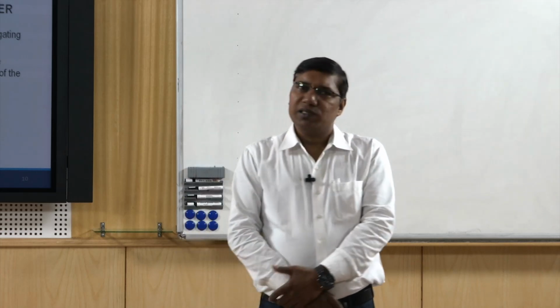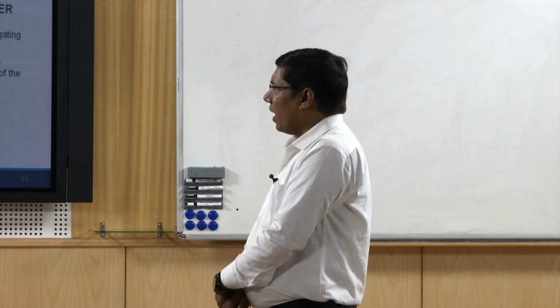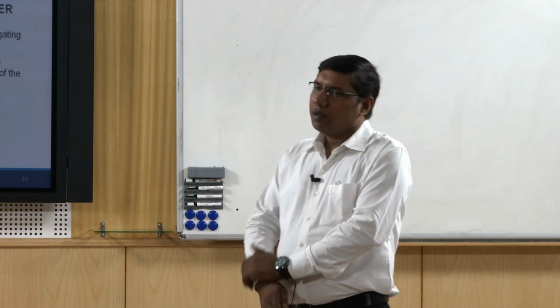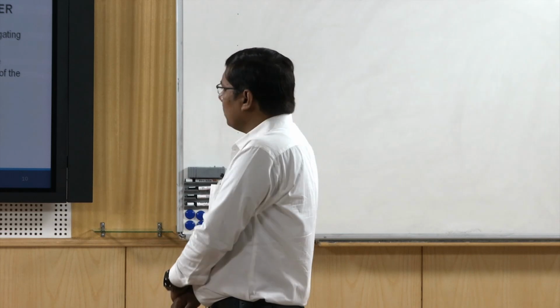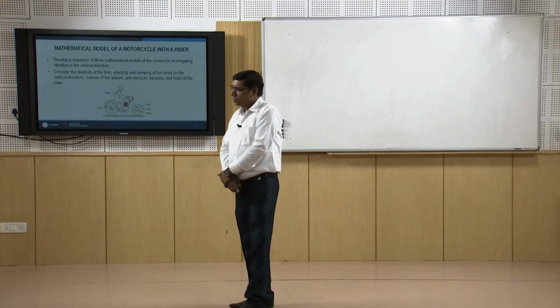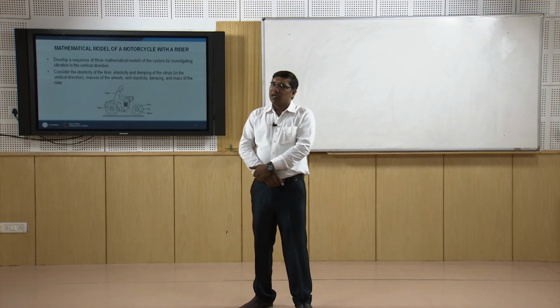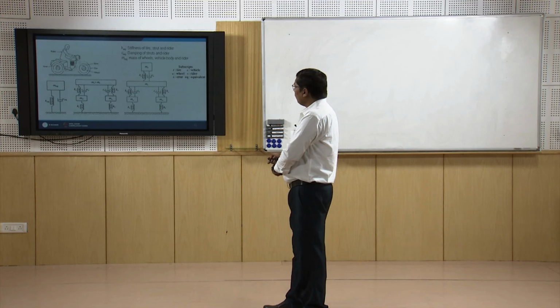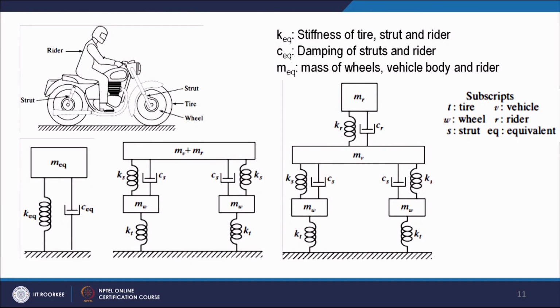Moreover, the wheel has its own mass and the tire has its own stiffness. So, when we make the model, we have to figure out that these are the components, certain basic elements we have to add. So, here we have the models. So, the very first model, a single degree of freedom system. Here we put M equivalent, the equivalent mass of the system, that is rider plus vehicle and wheel.